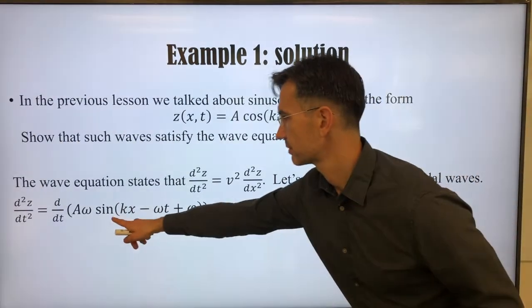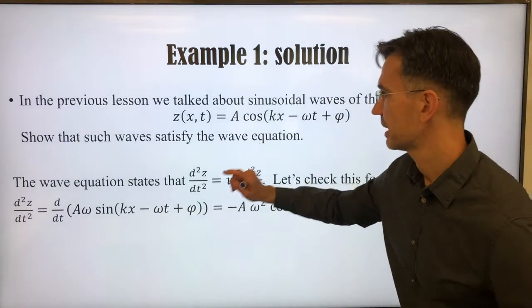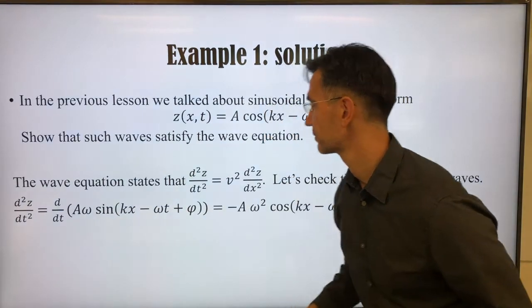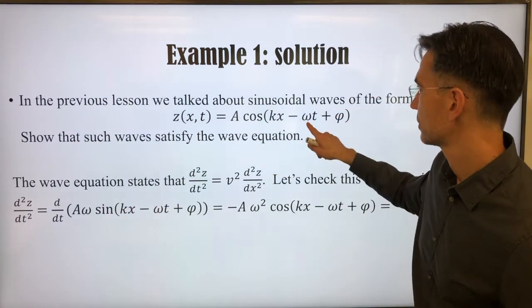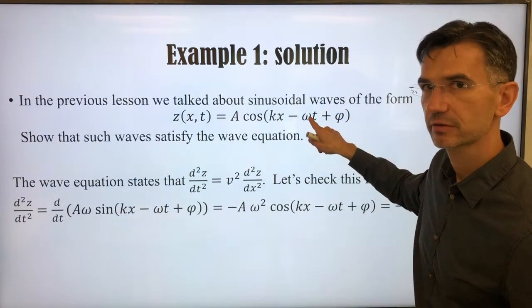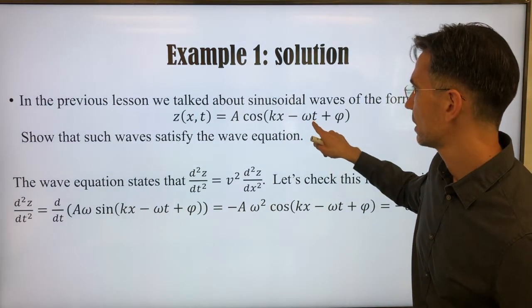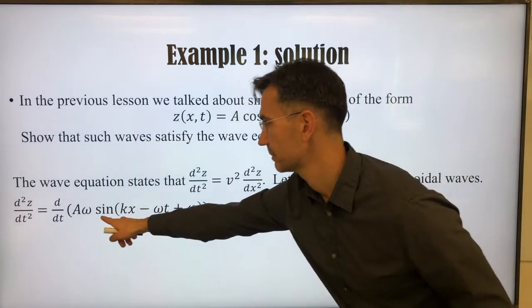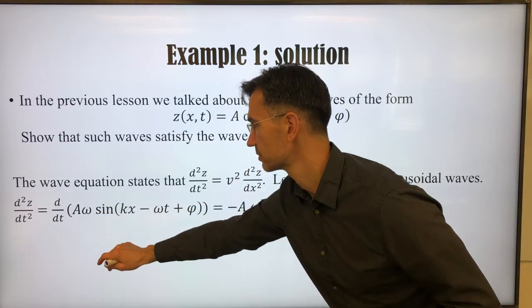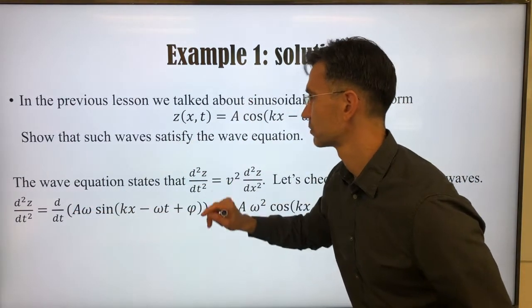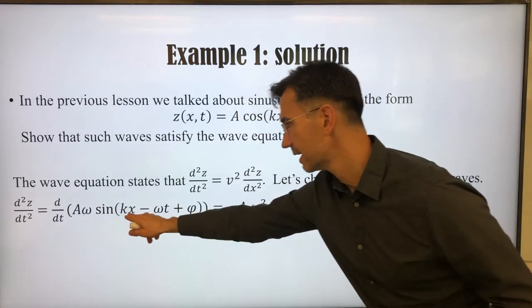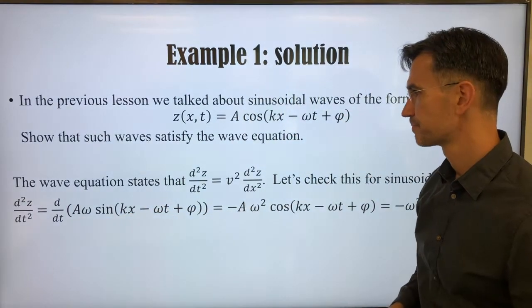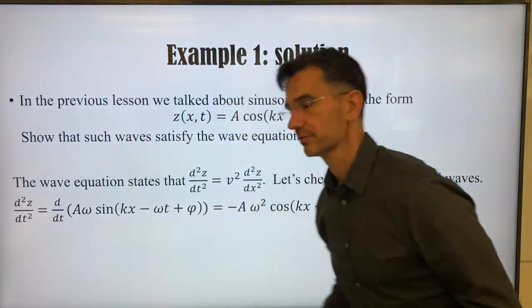The first derivative of the cosine is minus sine, so there should be a minus sign in front. But we're also taking the first derivative of minus omega t, which will be minus omega, so there will be a factor of minus omega, which will cancel the initial minus sign. So the first derivative of z with respect to t is just a omega sine(kx minus omega t plus phi). But we still have to take one more derivative.